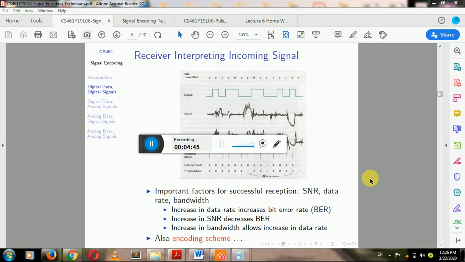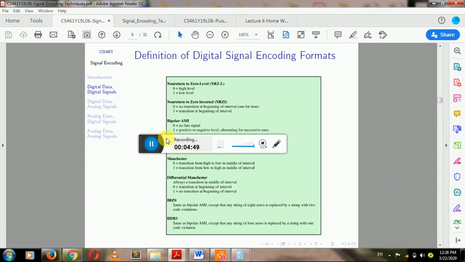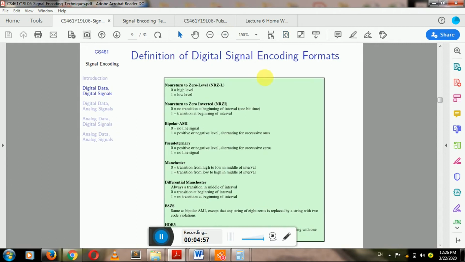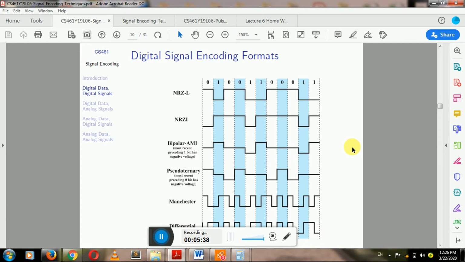So let's see the different types of encoding schemes for digital data and digital signals. We have here non-return to zero level. This is the definition for the different types of digital encoding schemes: non-return to zero inverted, bipolar AMI, pseudoternary, Manchester, and differential Manchester. We leave B8ZS and HDB3 for this time, because they are modifications of bipolar AMI and pseudoternary, so we leave those for a higher level. We'll look into these 6 digital encoding schemes. So it is easy.